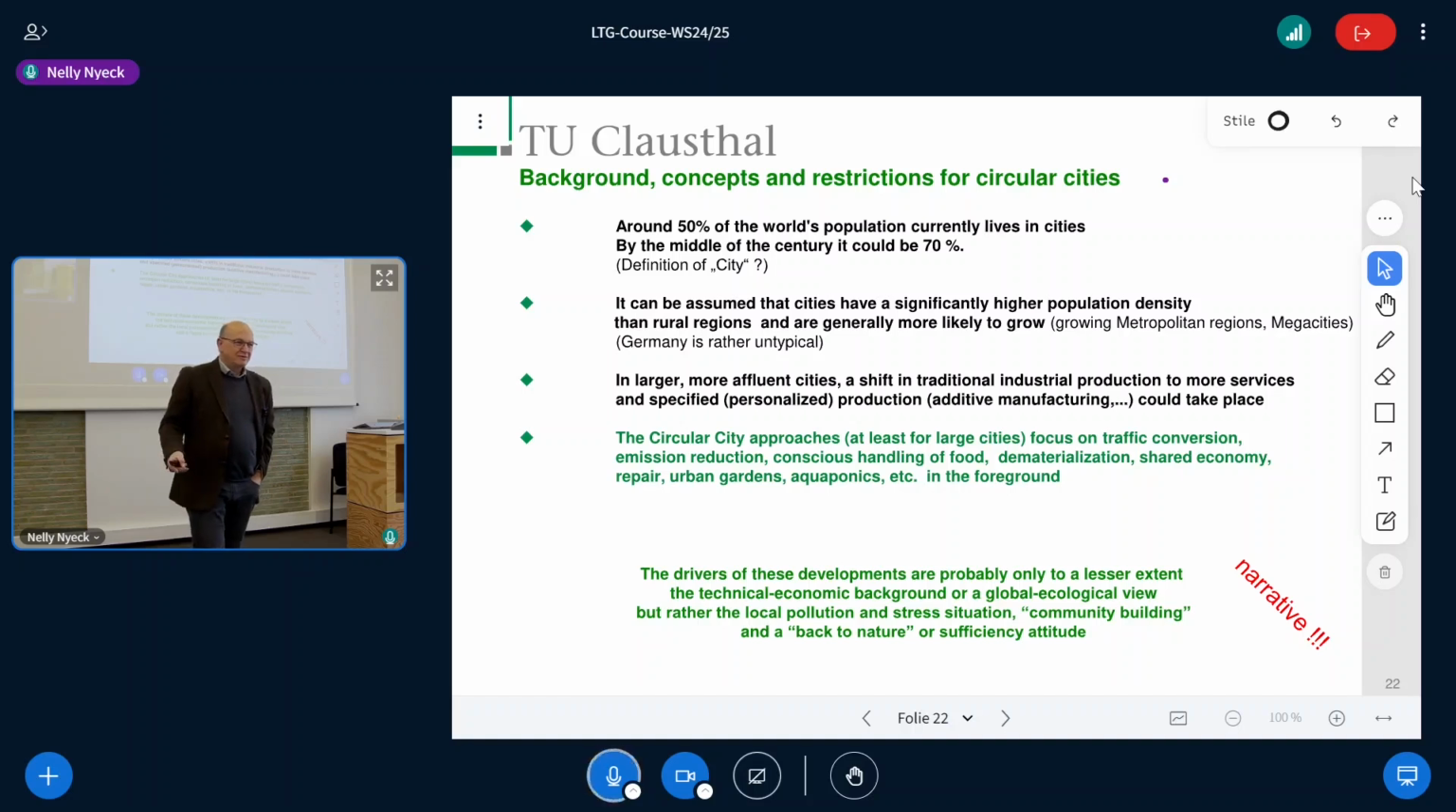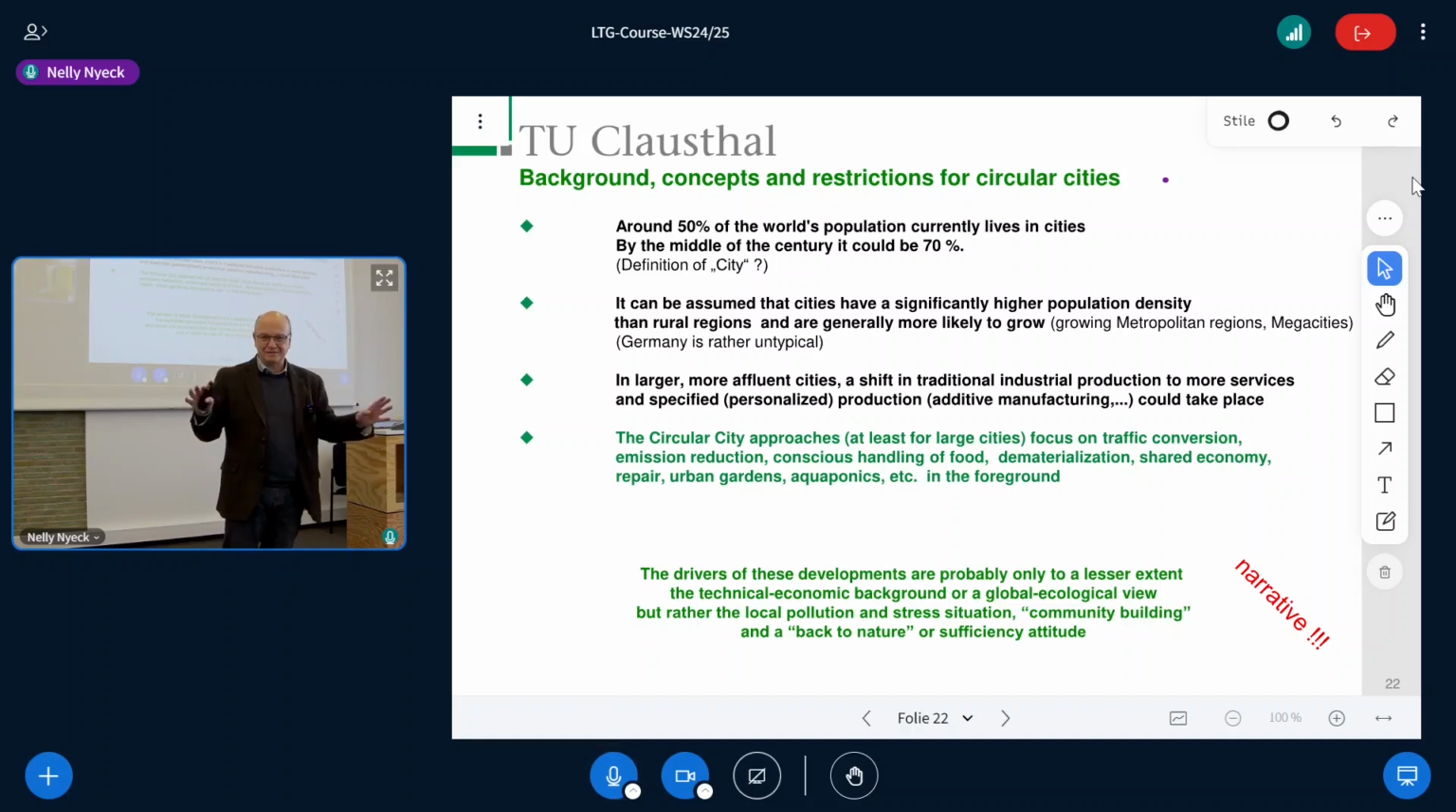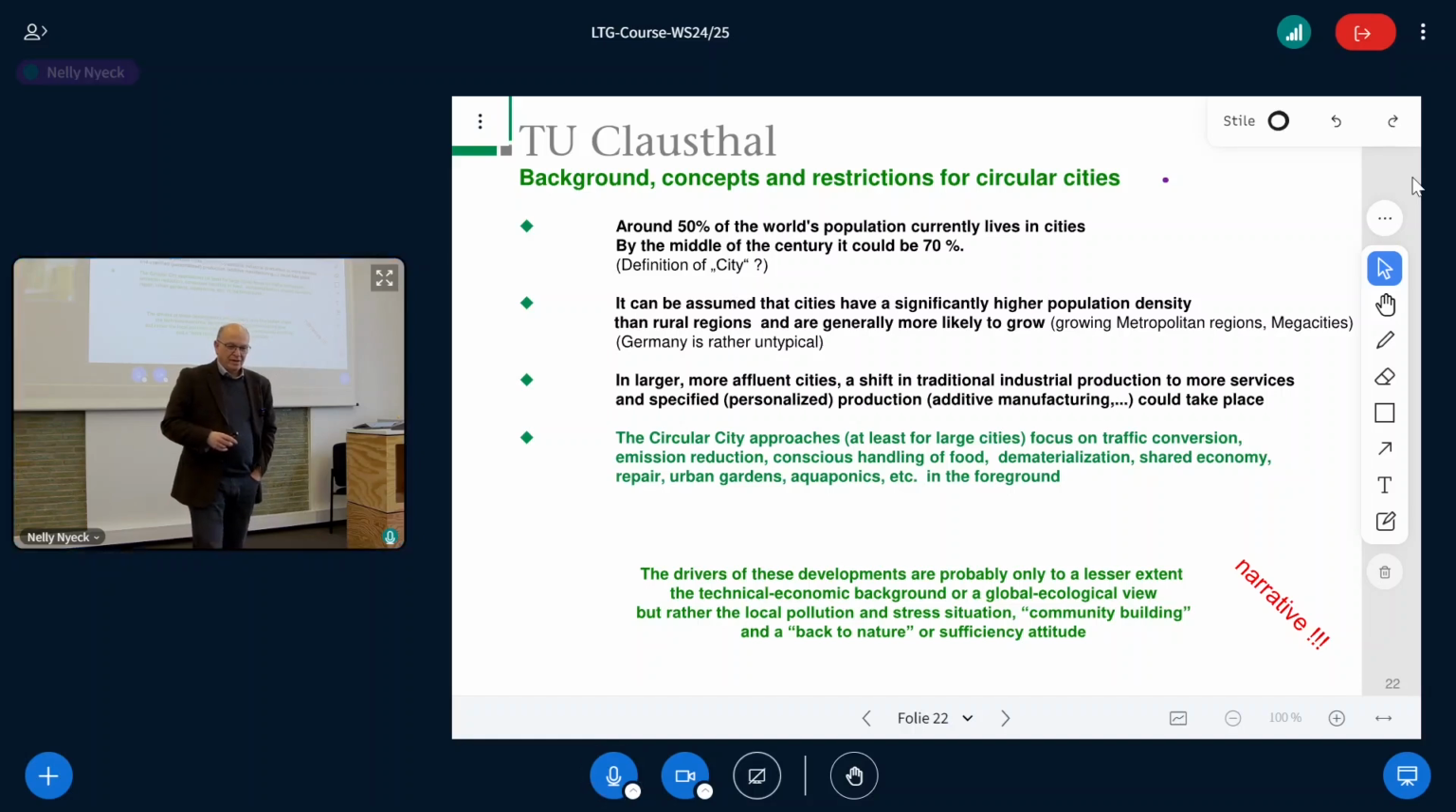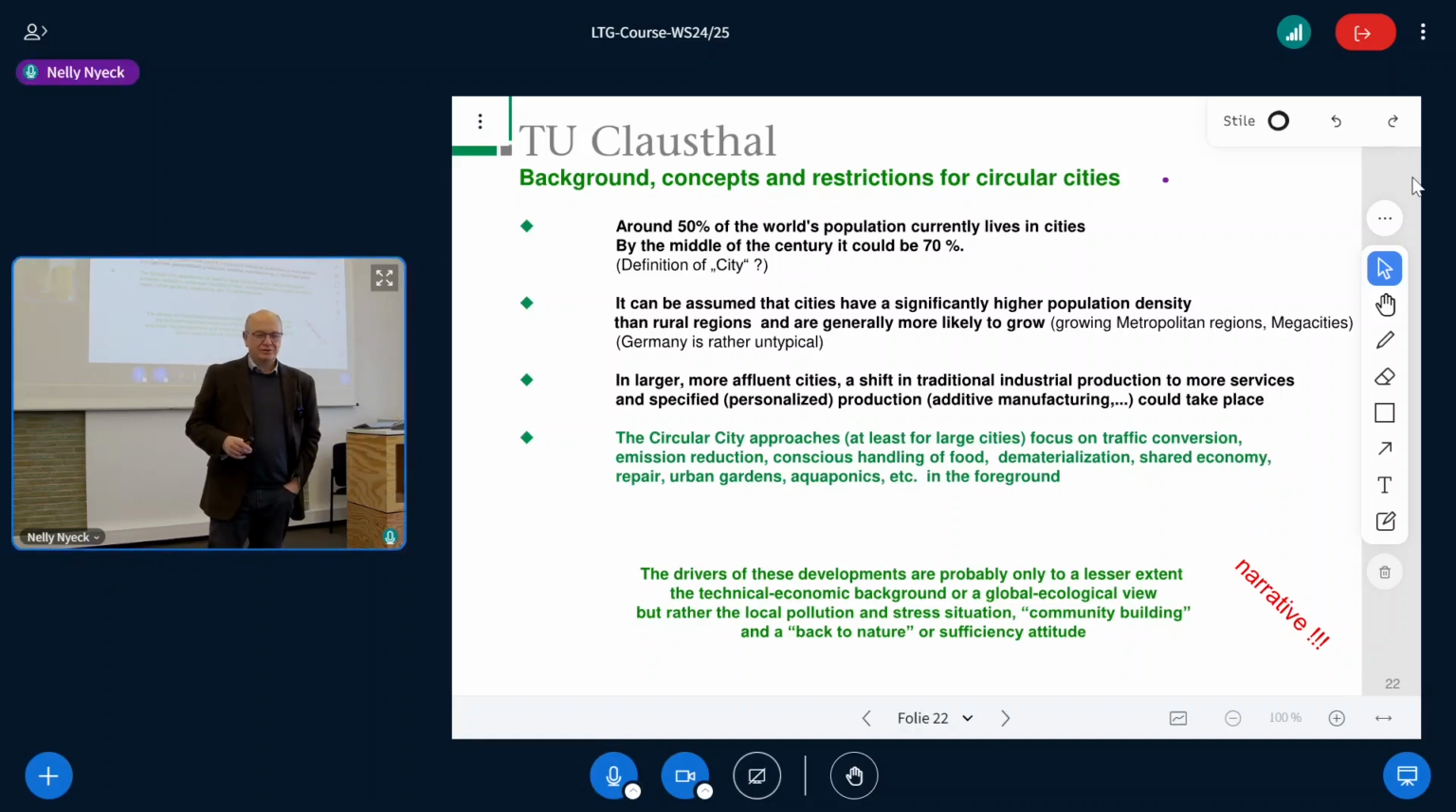If you say, okay, I have something like additive manufacturing, like 3D prints for personalized things, that's really a thing that you can do in the city just for one person, but you need a small space. Therefore, in circular cities, you have different approaches than in the flat land.